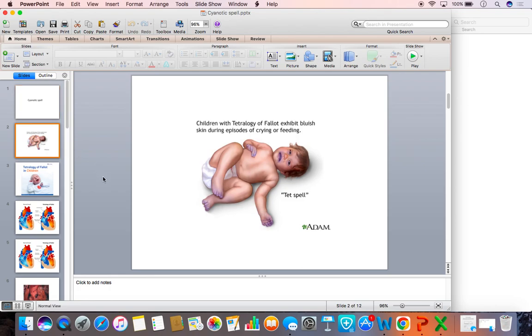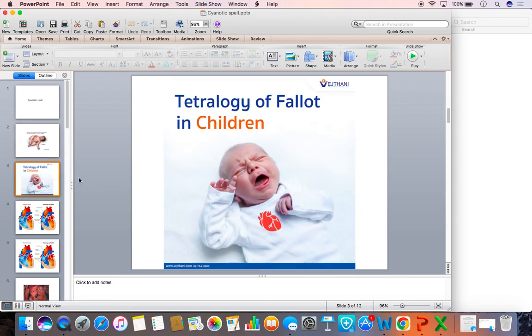You look at this picture. The child with tetralogy of Fallot with bluish skin during the episode of crying and feeding. So it is also called TET spell. You see the bluish discoloration of the lips and bluish discoloration of the extremities. Child appears to be dyspneic with indrawing of the chest. This is another child with the tetralogy of Fallot admitted for cyanotic spell.